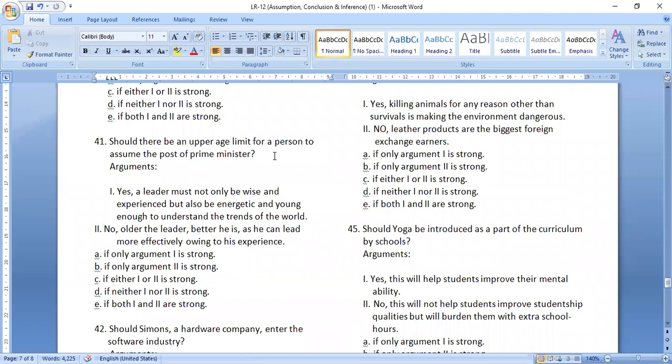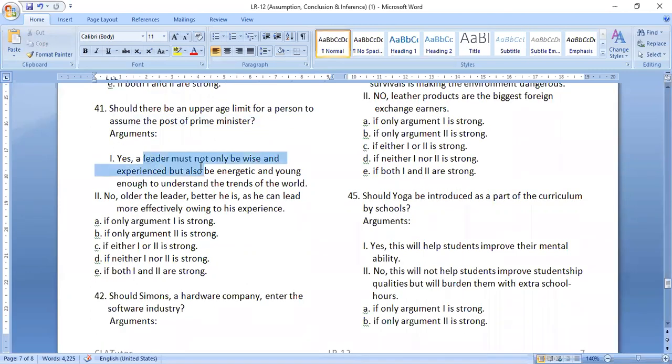Should there be an upper age limit for a person to assume the post of a prime minister? Argument: yes. A leader should not only be wise and experienced, but also energetic and young enough to understand the trends of the world. No, the older the leader, the better he is, as they can lead more efficiently owing to their experience. Again, C, sir. Yeah, I think it's C.